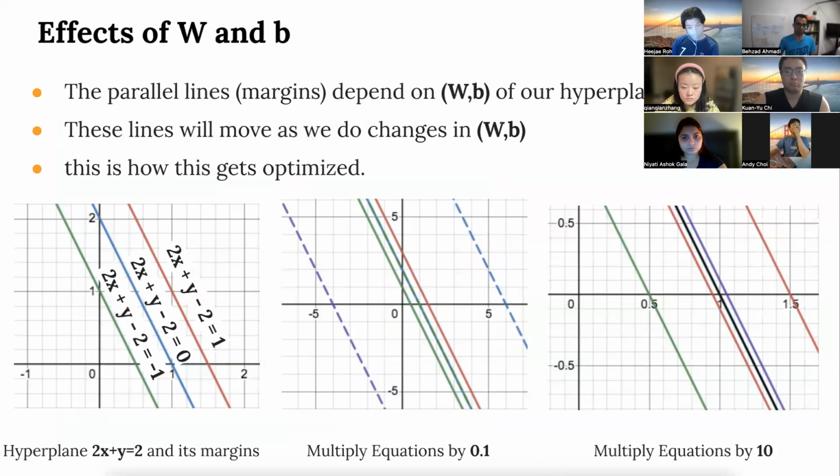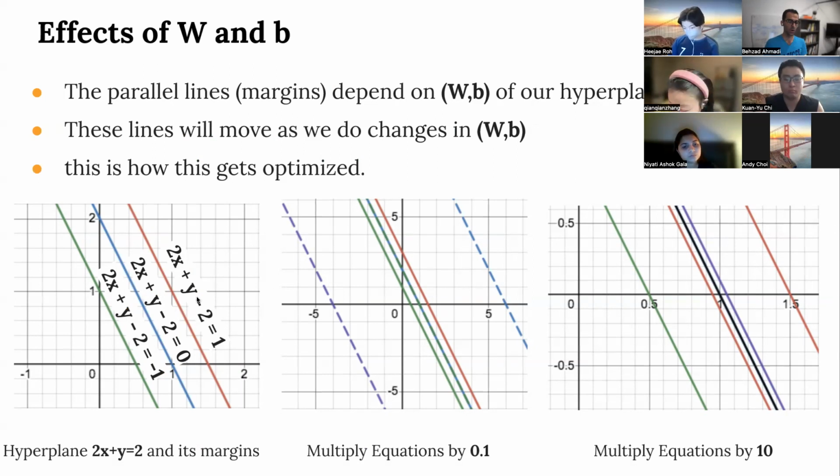So you can think of the following. Let's say that they're parallel lines. These are parallel. They're all 2x plus y minus 2 equal 1, 2x plus y minus 2 equal 0, and 2x plus y minus 2 equal -1. This is the hyperplane on the right, left, and all, okay? Now, multiply the equation by 0.1, you would get this, and then multiply the equation by 10, you'll get this.